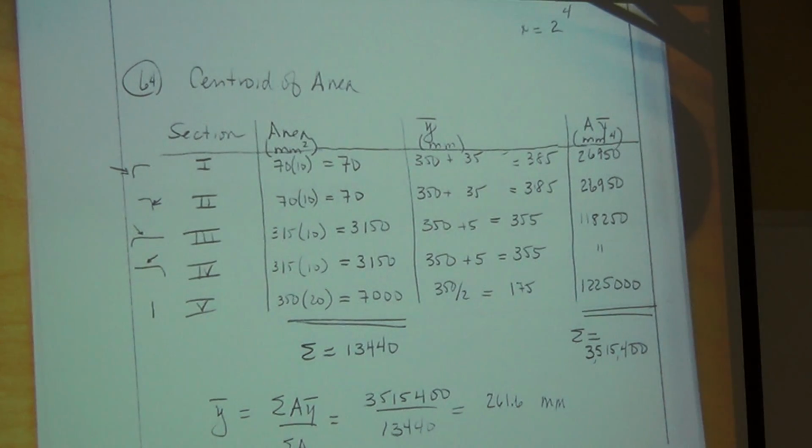Okay, so how do you know we're looking for centroid? Because they asked us for centroid. Well, we don't know if they're using the wrong terminology or not. They shouldn't, it's a textbook. But how do you know we're dealing with centroid? Because they're giving us area.